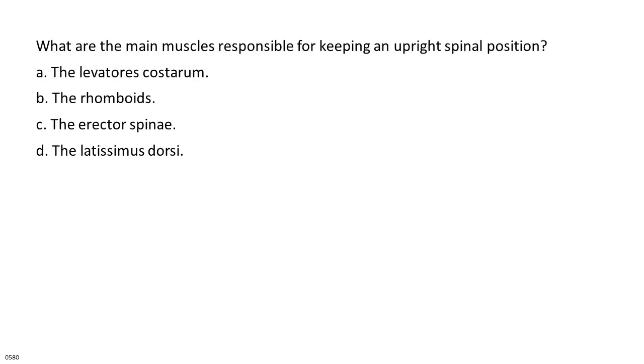What are the main muscles responsible for keeping an upright spinal position? A. The levatores costarum. B. The rhomboids. C. The erector spinae. D. The latissimus dorsi.